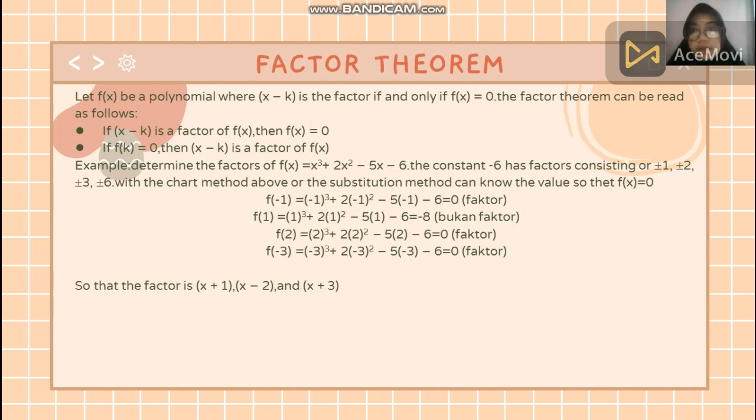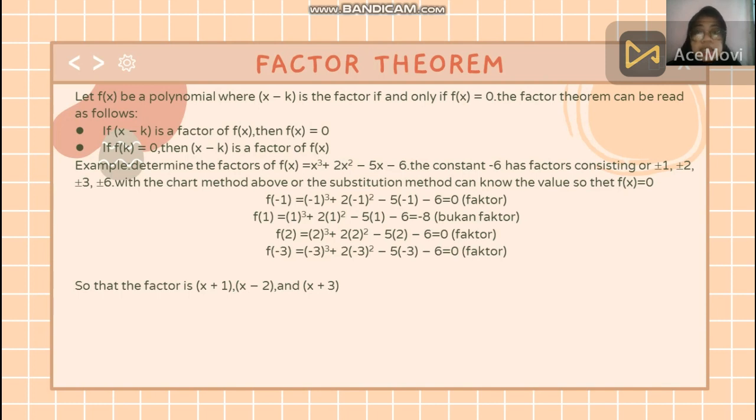Next material: the factor theorem. Let f(x) be a polynomial. Then x minus k is a factor if and only if f(k) equals 0. The factor theorem can be read as follows. If x minus k is a factor of f(x), then f(k) equals 0. If f(k) equals 0, then x minus k is a factor of f(x).